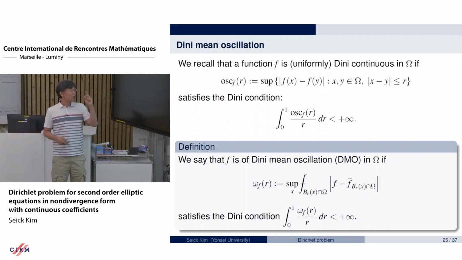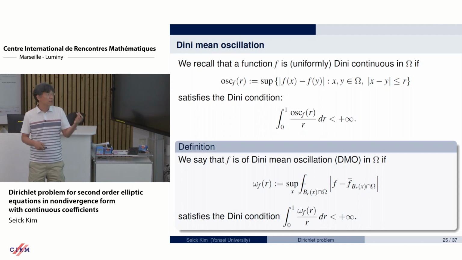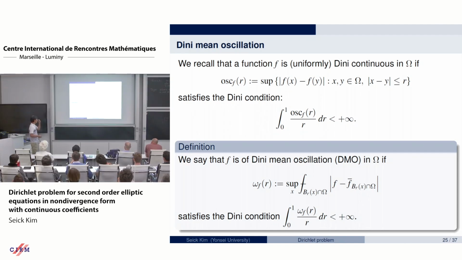But you have something like a function like 1 over log x squared. That is not Hölder, but it is Dini. So Dini continuity is a little bit more general than Hölder continuity. Then I'm going to define the Dini mean oscillation condition. This is a mean oscillation function. I think everybody in this room knows about mean oscillation. If this mean oscillation satisfies the Dini condition, then I'm going to call it Dini mean oscillation, or Dini MO. All right, so what is it good for?